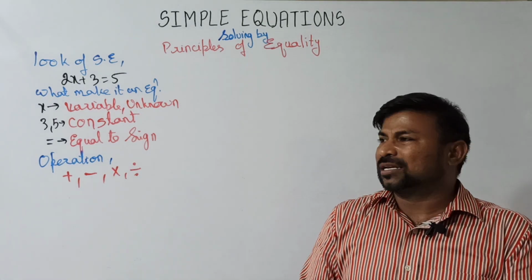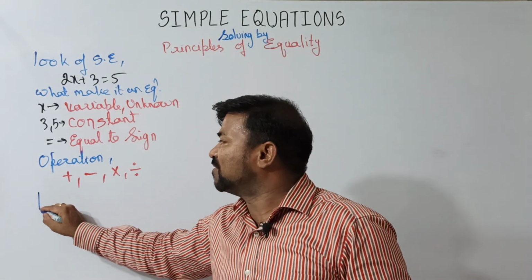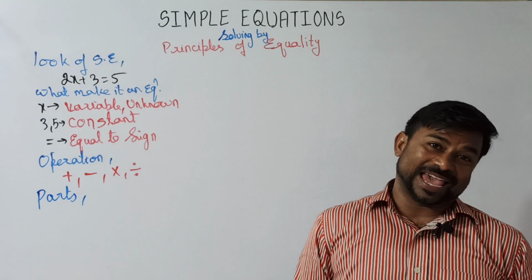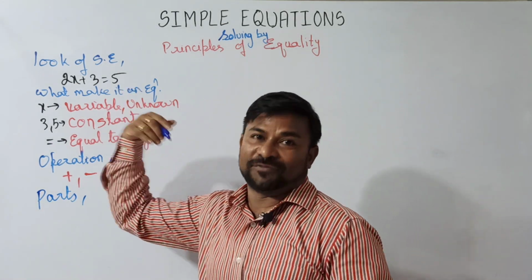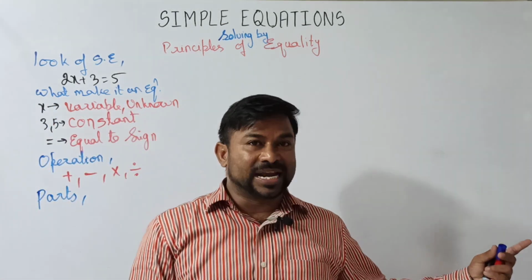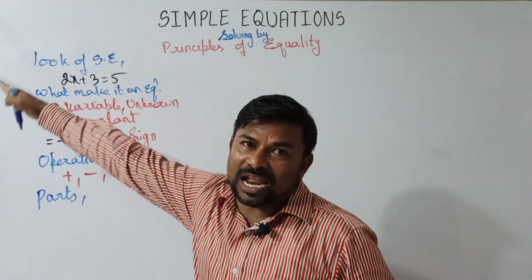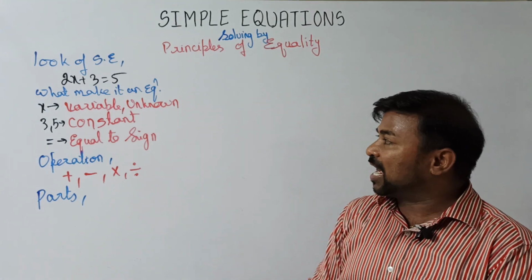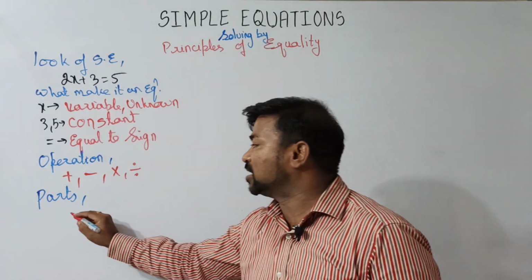Now what are the parts it has? There are two parts. One is the left hand side, the other is the right hand side. Whatever is towards the left side of the equation is called the left hand side. It's nothing but LHS.